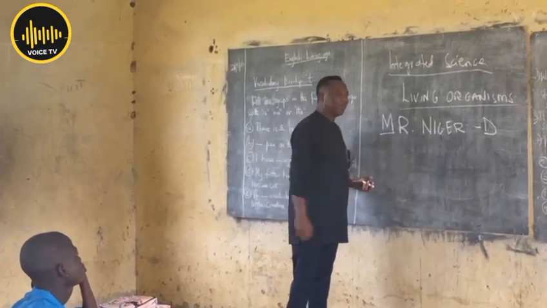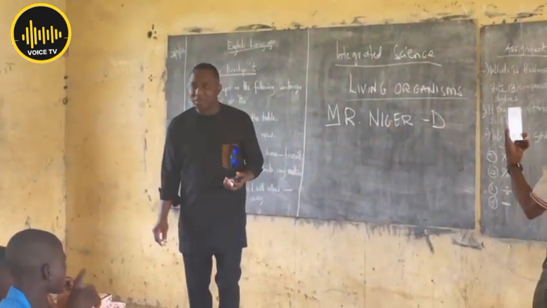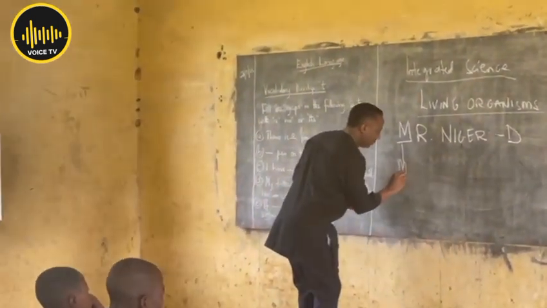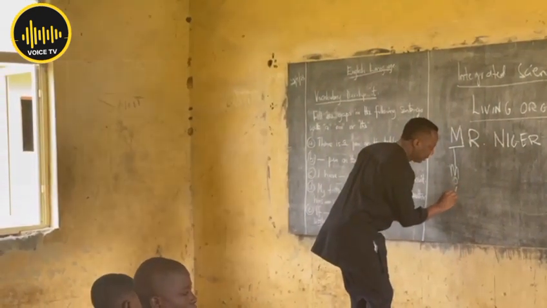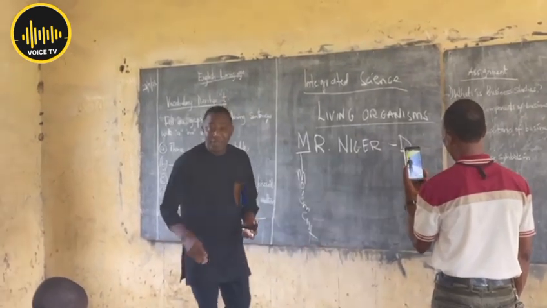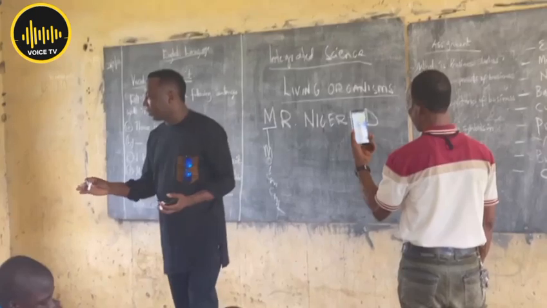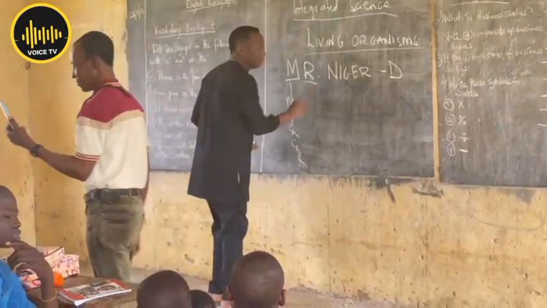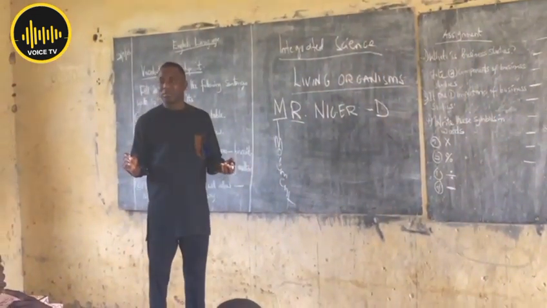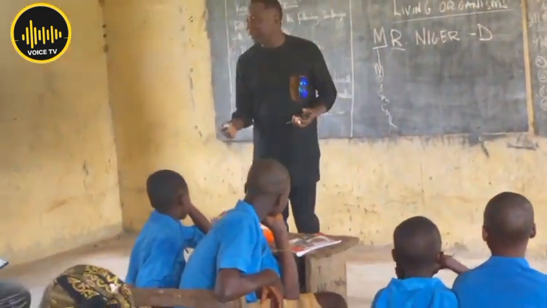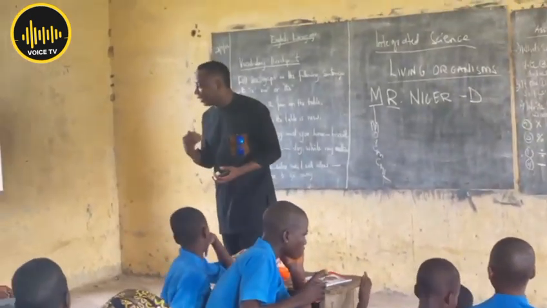So the word M is movement. Who said movement? Movement. That is the ability for the living organism to move from one place to the other. Alright? What is the second one? Anybody knows it? Respiration. The ability for the organism to breathe in and out. That's good. We are getting there.